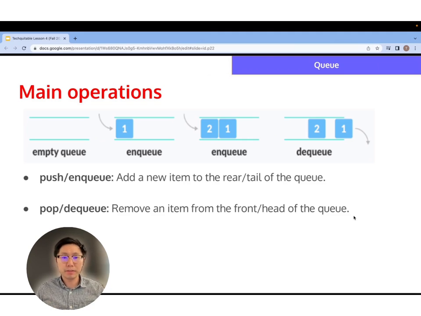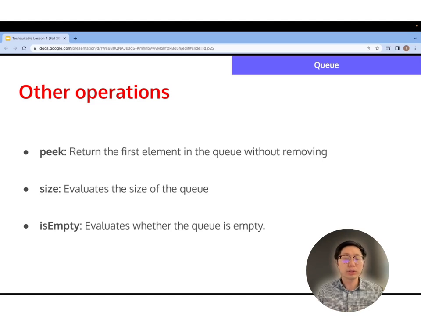Now, let's go over the interface of a queue. A queue has two main operations. One of them is called push or enqueue, and this means to add a new item to the rear or tail of the queue. Another main operation is called pop or dequeue. This means removing an item from the front or head of the queue. A queue also has these other operations. One of them is called peek, and this returns the first element in the queue without actually removing the element. Another operation is size, which evaluates the size of the queue. And lastly, another operation is called isEmpty, which checks whether the queue is empty or not.